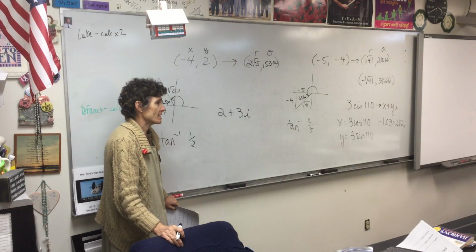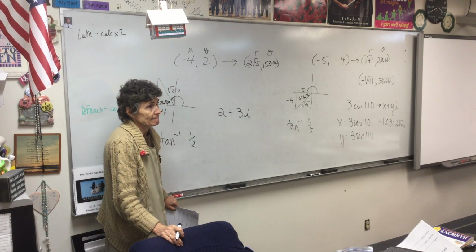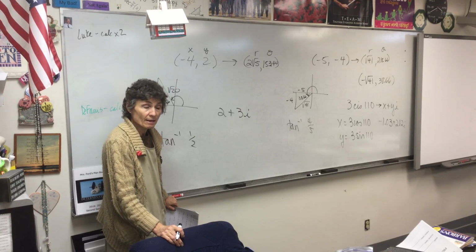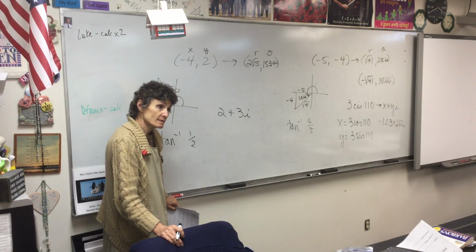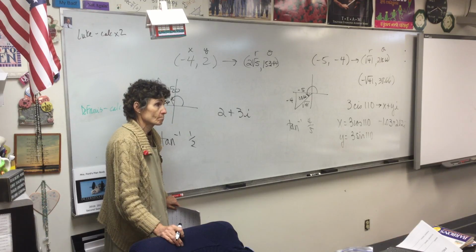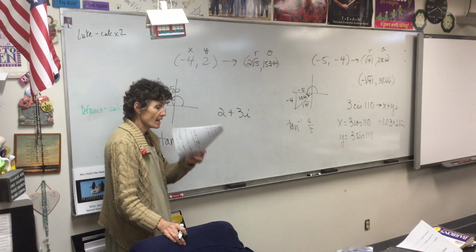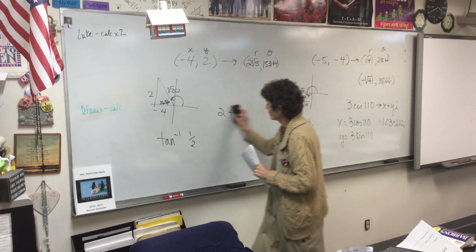Does it make sense that the x would be negative? Yes. Why? Because if you drew negative 1, 1, it would be in quadrant 2. X is negative, y is positive. Got it? Next, change 4, 70 into rectangular coordinates.